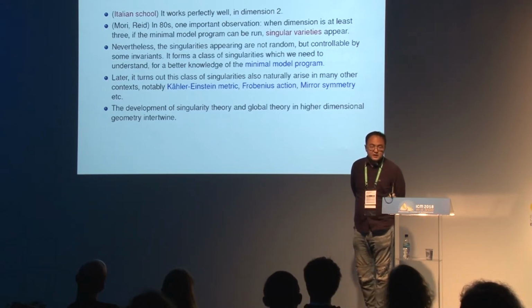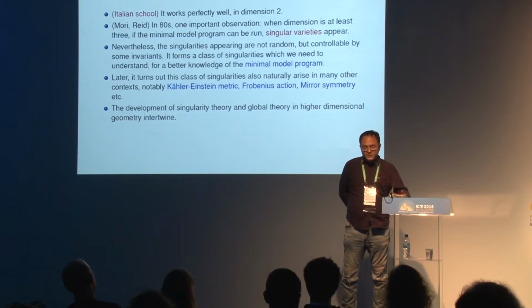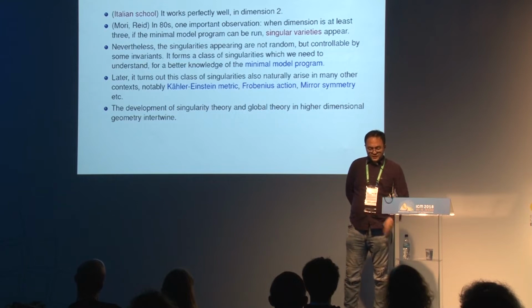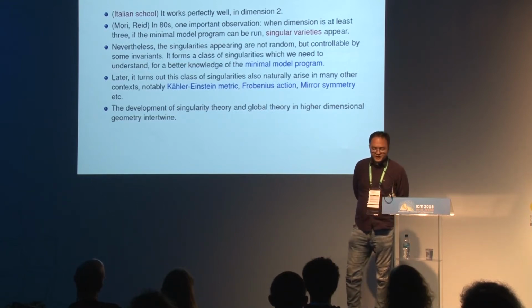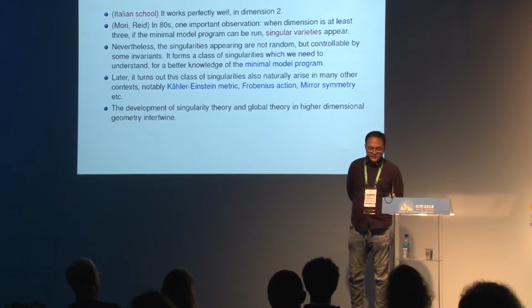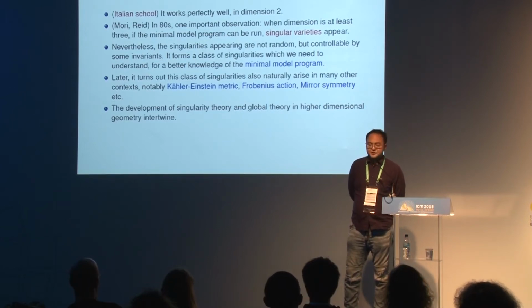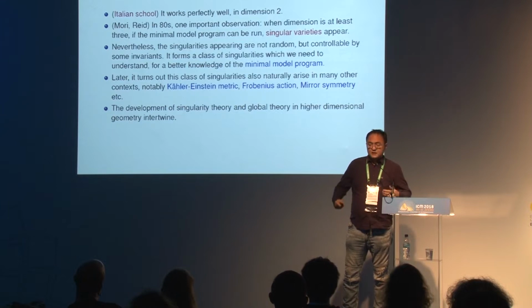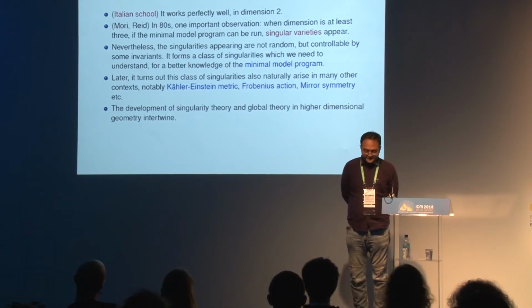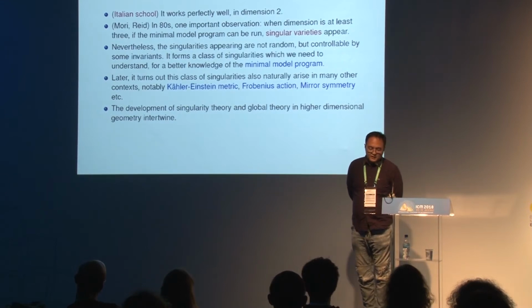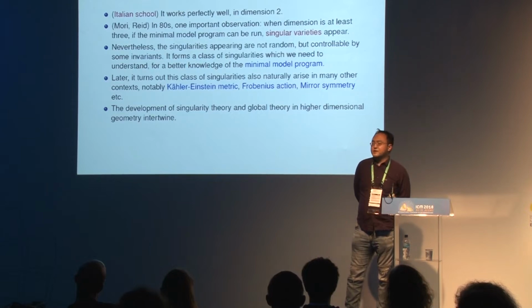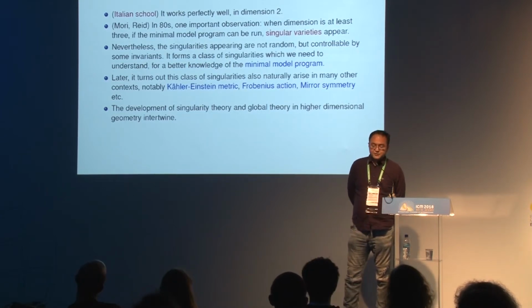But later it turns out that these singularities we defined for running the minimal program actually arise naturally in many other contexts. For instance, they arise in the study of canonical metrics. They also arise in the study of Frobenius action and mirror symmetry and so on. You will see in my talk some of the different topics in which these singularities arise unexpectedly. Anyway, the development of singularity theory in the minimal program and global geometry are intertwined.